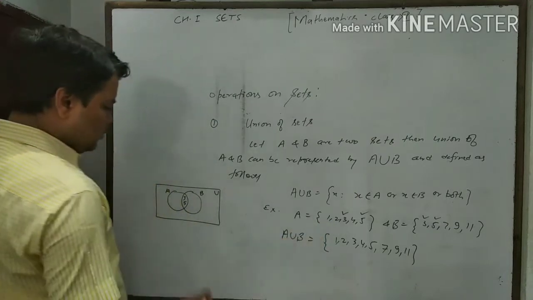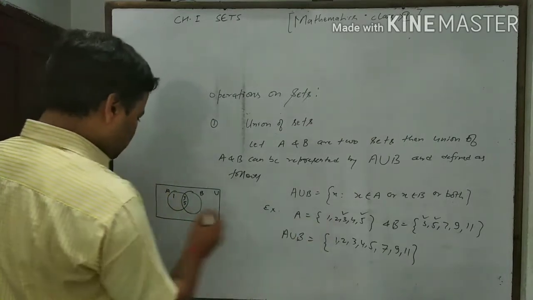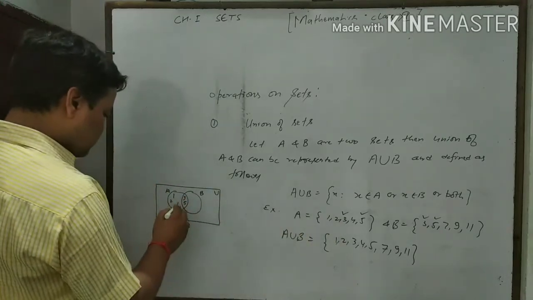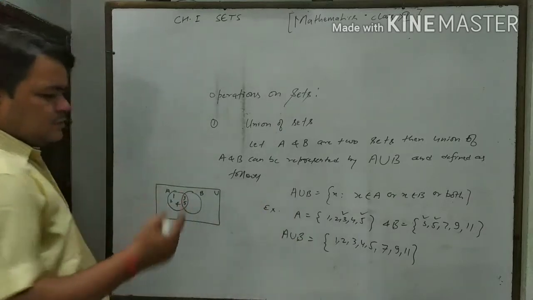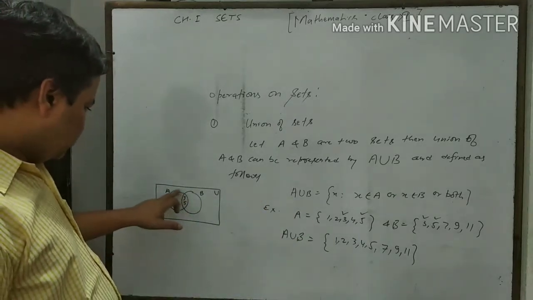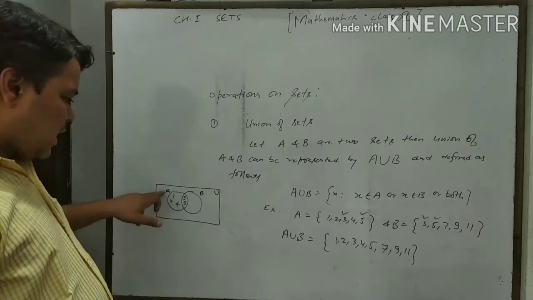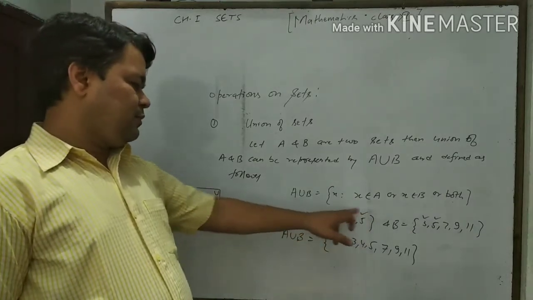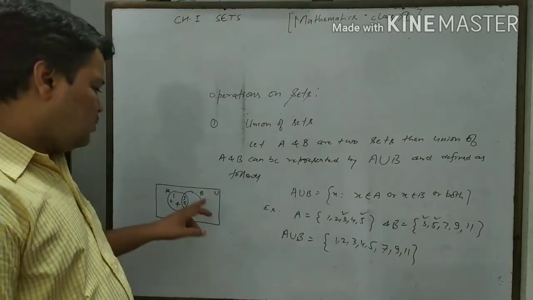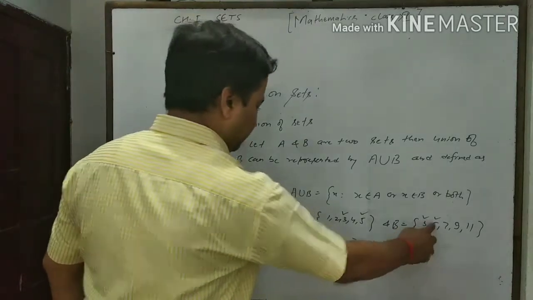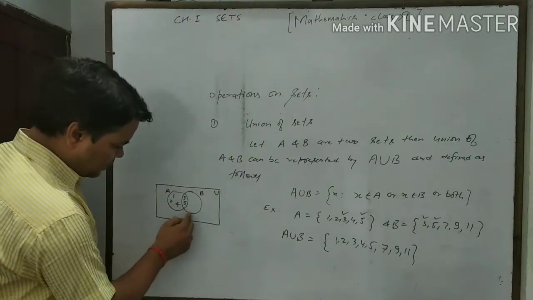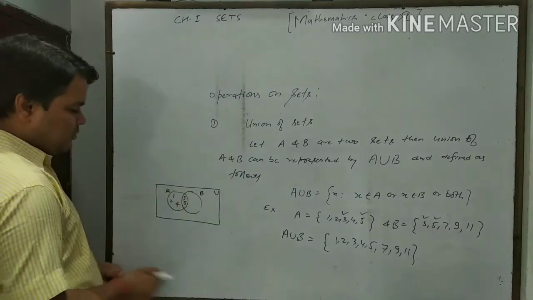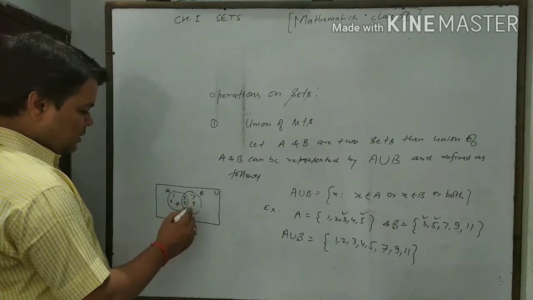In set A, how many? 1, 2, 3 already mentioned here, then 4 and 5 already mentioned here. It means in this circle which is A: 1, 2, 3, 4, 5 like this. Now in set B, 3 and 5 are already given, and what is not given? 7, 9, 11. Now write here 7, 9, 11.